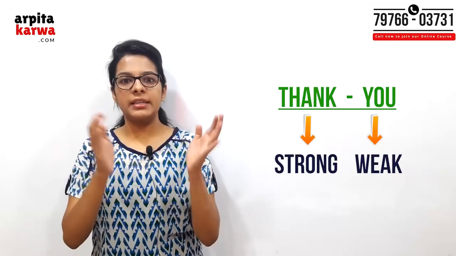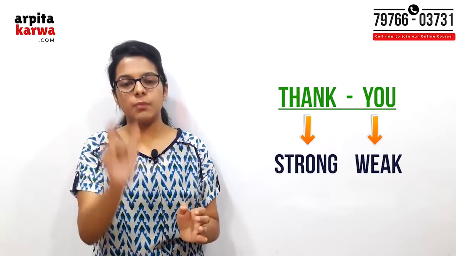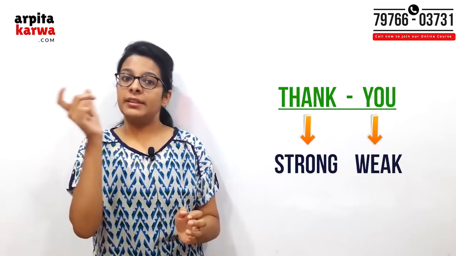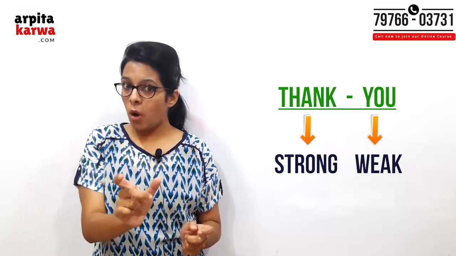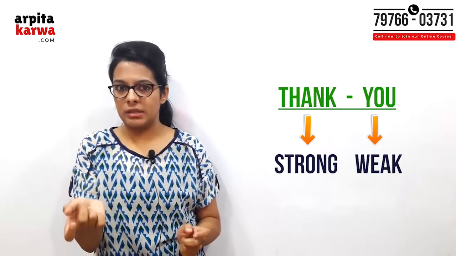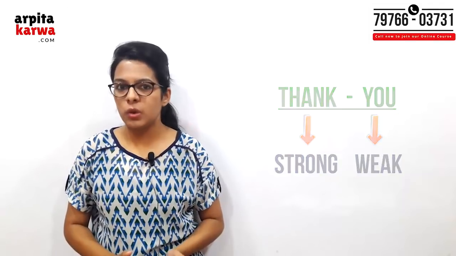So now you will see in "guitar" a weak syllable followed by a strong syllable. Then we have "thank you", a strong syllable followed by a weak syllable. So these are the kinds of combinations that occur.